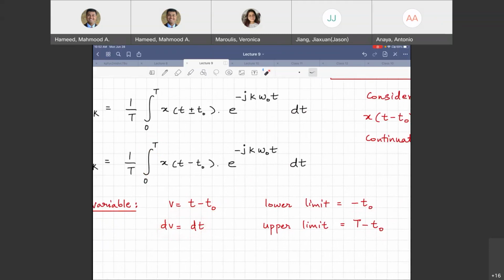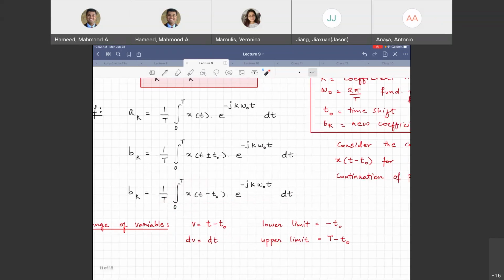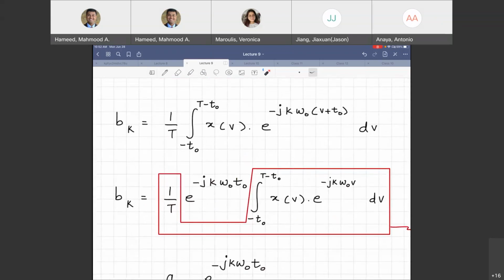Now you are able to write b sub k after the change of variable has been performed. You will have 1 over T, you will have minus t0 here, cap T minus t0 there, x of v, e to the minus jk omega naught t dt. So you will be able to write that. Oh, by the way, T we have represented it this way.